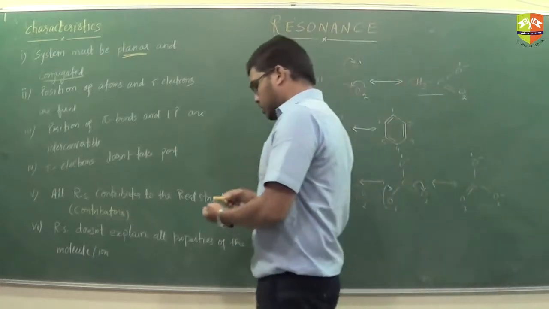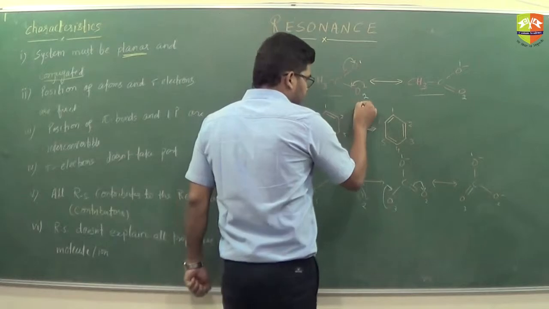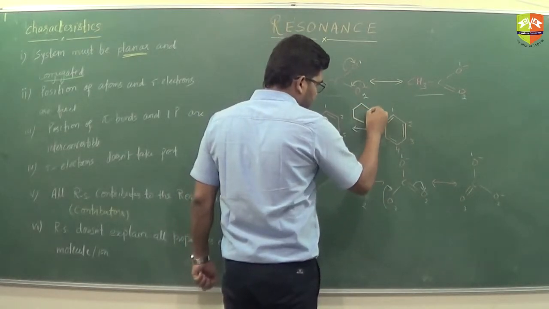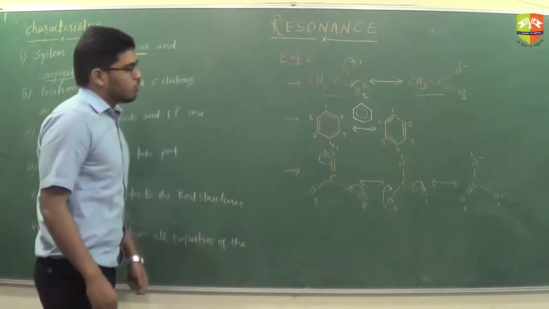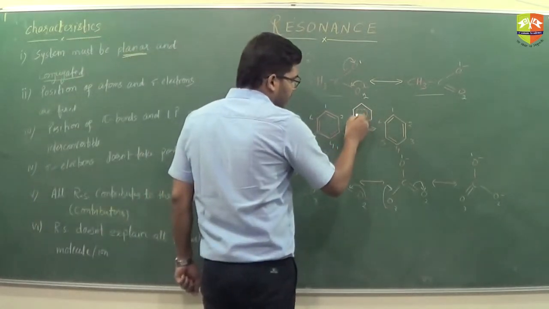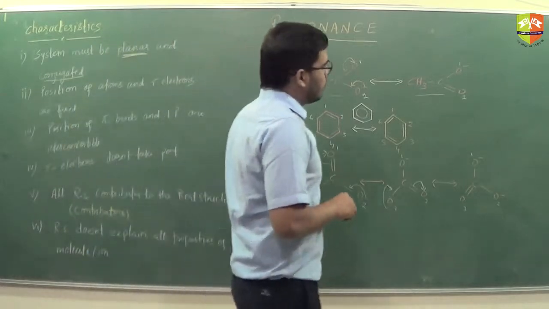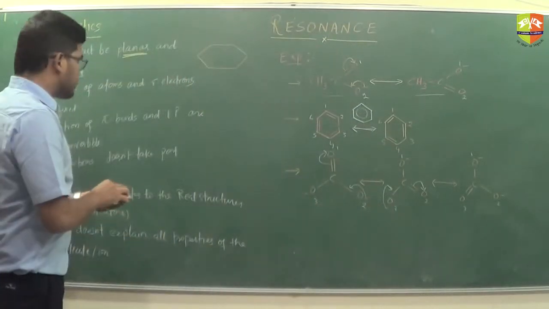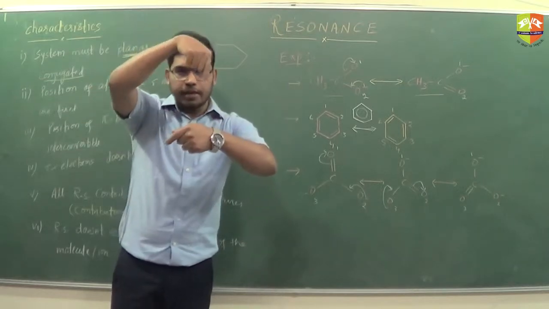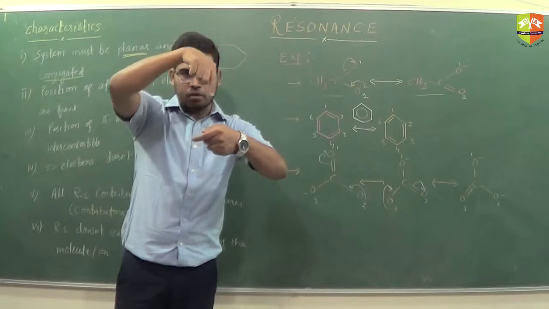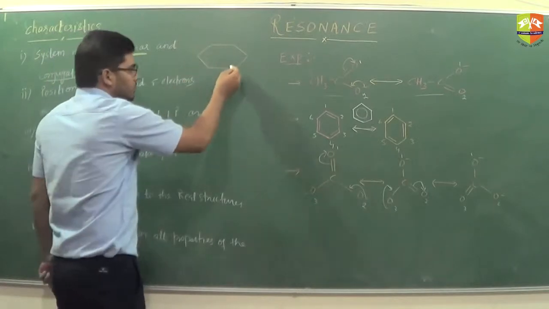To understand the actual structure, I'll take the example of the benzene ring. The structure of the benzene ring given in the book is like this: we have a ring and there is a ring within it. What is the meaning of the ring that we have here? It represents the electron cloud. In the structure of this benzene ring, suppose we have a cyclohexane like this. Above this ring we have a pi electron like this, and we have a pi electron like this also, so the electron cloud is present above the ring and below the ring. So this is the actual structure.